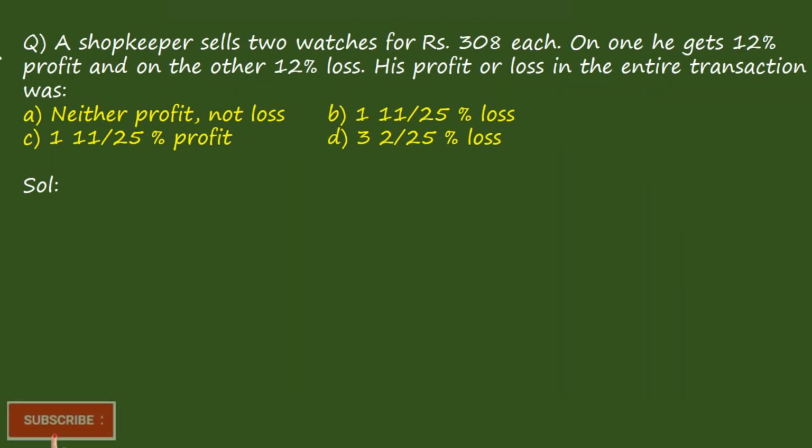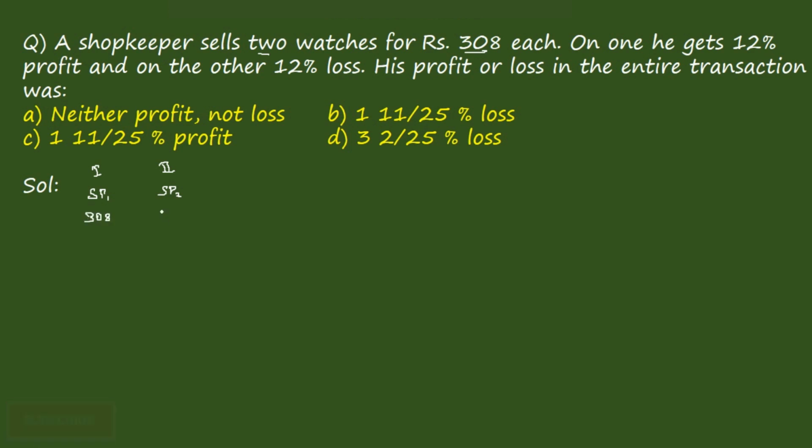Next question. A shopkeeper sells 2 watches for rupees 308 each. On one he gets 12% profit and on the other 12% loss. His profit or loss in the entire transaction was? Okay, it is also a similar type of question. They're saying there are 2 watches selling for 308 each. So first watch and second watch, selling price 1 and selling price 2.